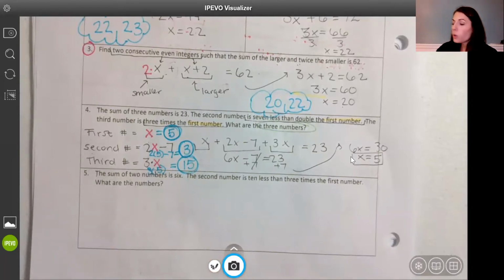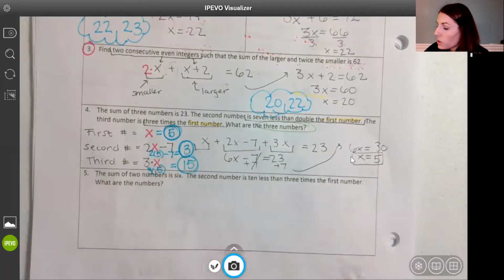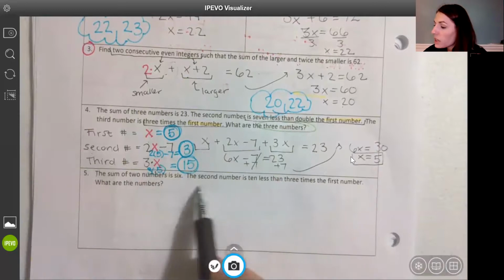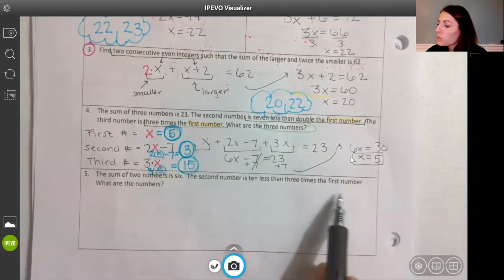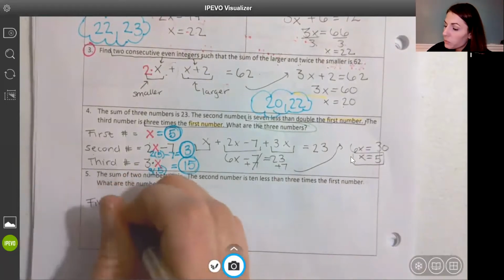Let's look at one more kind of puzzly problem like this. It's a little different. It says the sum of 2 numbers is 6. So again, we know we're going to add them together. The second number is 10 less than 3 times the first number. What are the numbers? So again, over to the side.